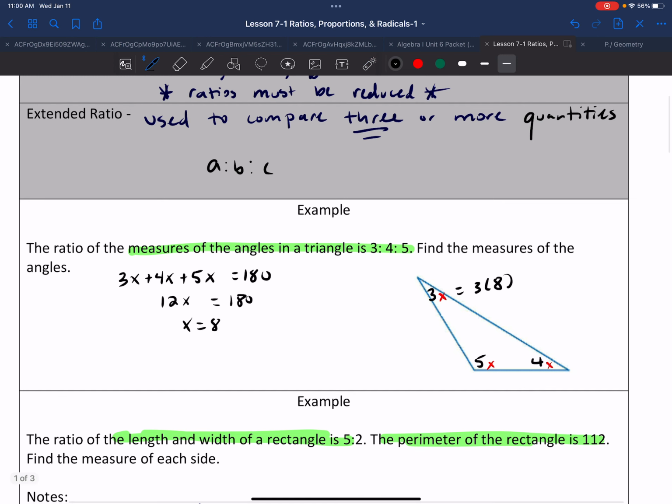So 3 times 8, that's going to be what? That's going to give me, wait, what the heck was wrong? Oh, no, this is not 8. Sorry, erase that. That should be x equals 15, my bad. All right, there you go.